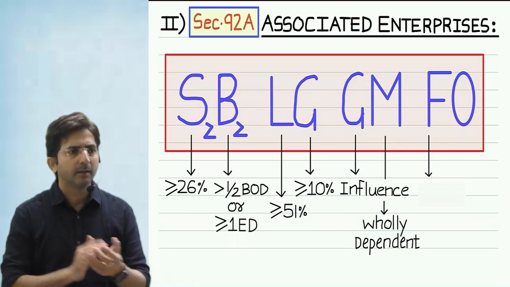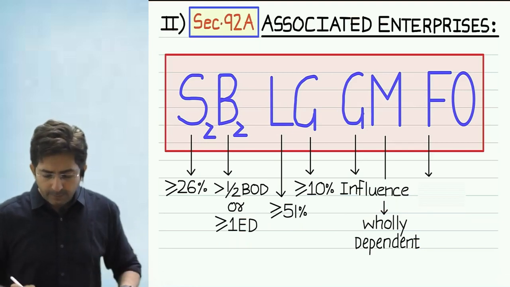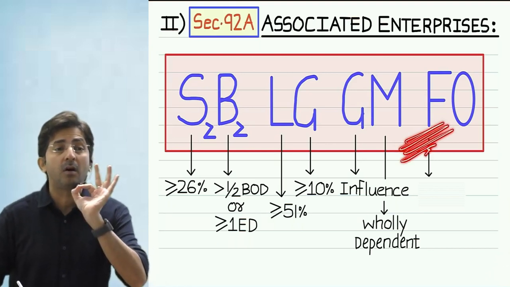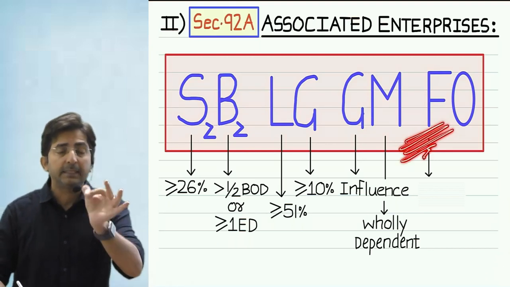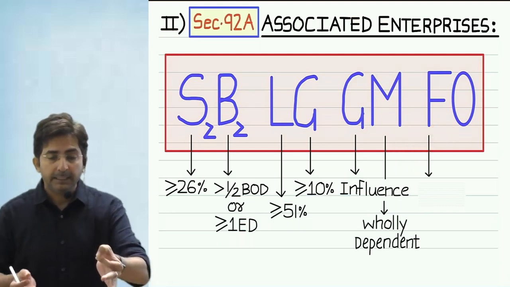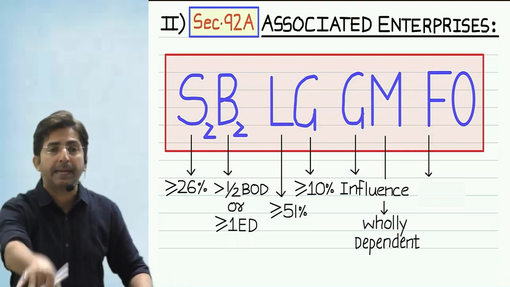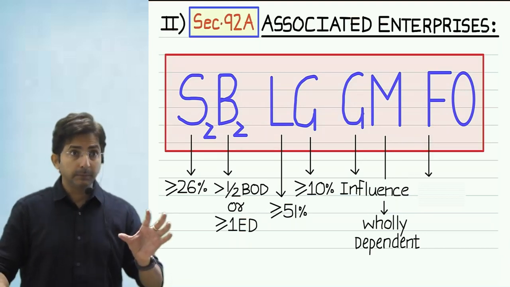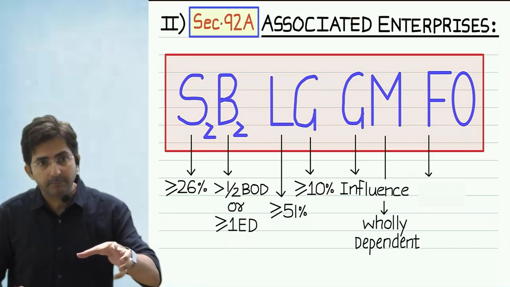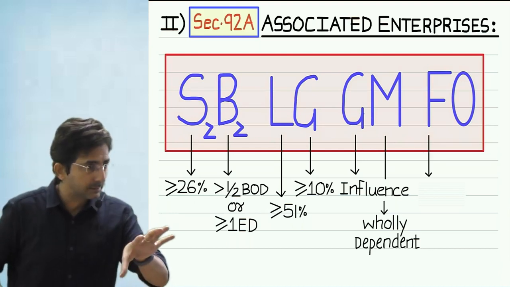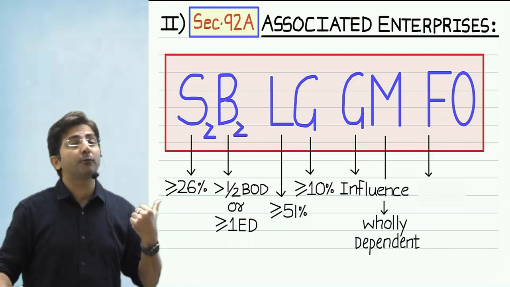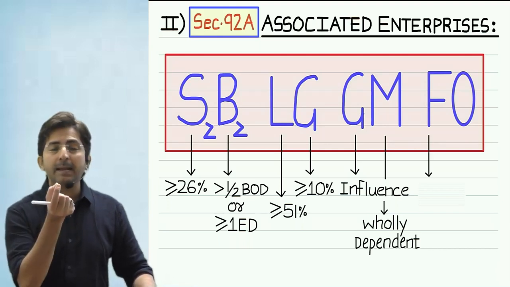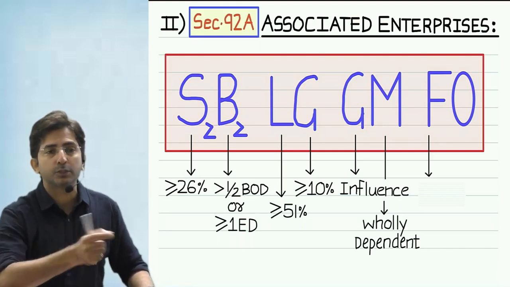Come on. Next alphabet is F. F for partnership firm. F for firm. See, in case of a partnership firm, even if you have got 10% stake, it is an association. See, in companies you should have 26%, but that is in companies. But in case of partnership firm, even if there is 10% stake, it is an association.